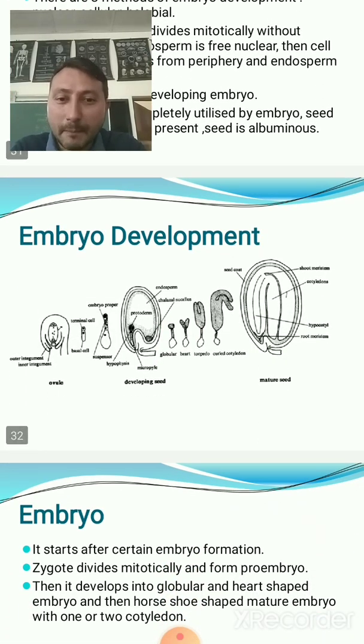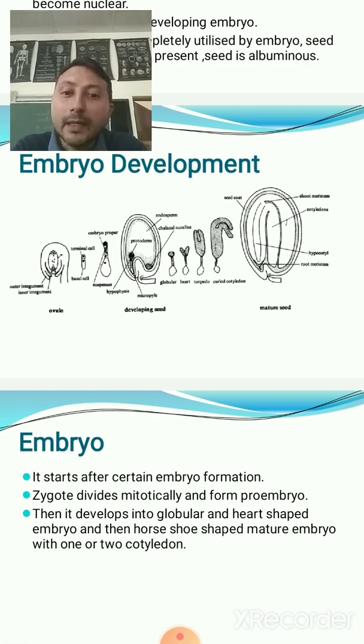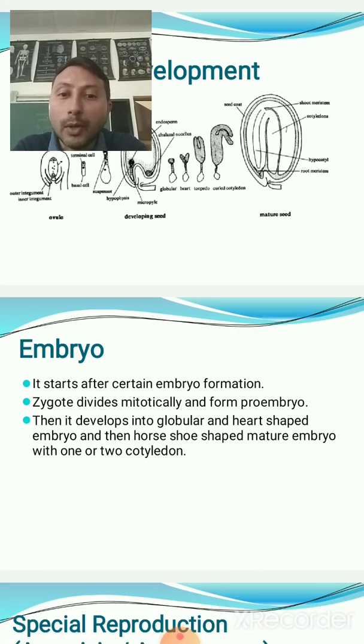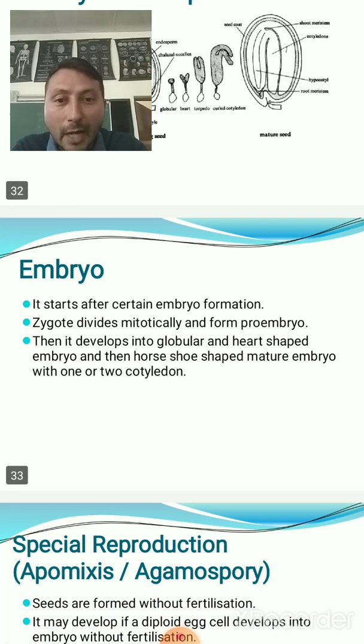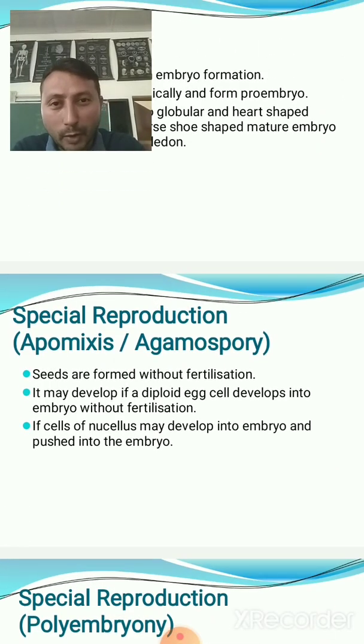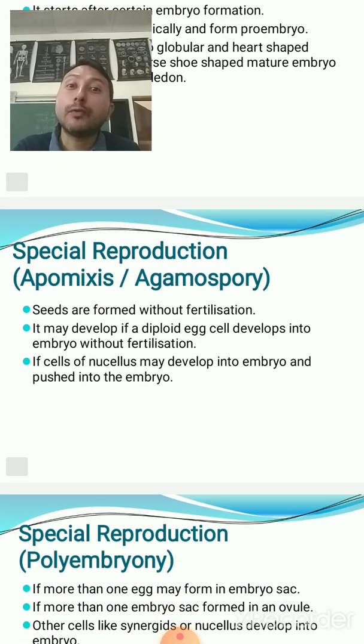Embryo development starts after certain endosperm formation. Zygote divides mitotically to form pro-embryo, then it develops into globular and heart-shaped embryo, then horseshoe-shaped mature embryo, with one or two cotyledons. If one cotyledon, monocot. Two cotyledons, dicot. Apomixis: seeds are formed without fertilization in some plants. It may develop if the diploid egg develops into an embryo without fertilization. Or a cell of the nucellus may develop into an embryo and be pushed into the embryo sac.